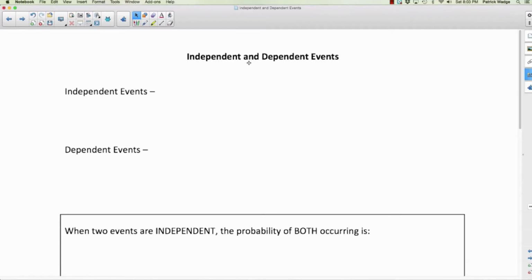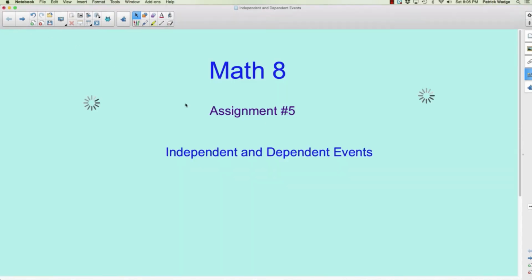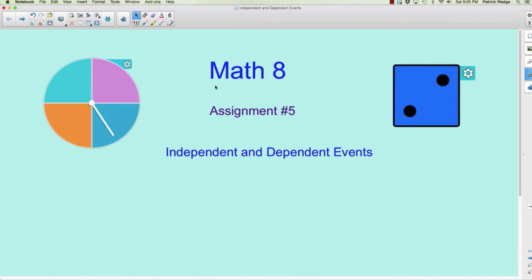So the first thing we have to talk about is the difference between independent and dependent events. Today what we'll be concentrating on is independent events, and then we'll do dependent events next day. So independent events are events where one event occurring does not impact the probability of another event occurring. For example, let's go back to what we did right here. Let's say I'm interested in getting orange and the number 5 on this. I want both those things to happen. I want to get orange and I want to get 5.